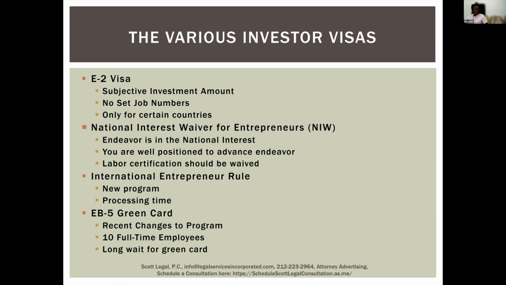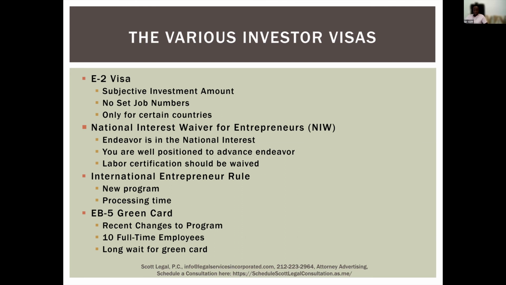So that, in a nutshell, is the various investor visas that exist. And we've summarized them on this slide. We have the E2 visa, which has a subjective investment amount, no set job numbers, and is only for certain countries, key points. For the National Interest Waiver, we have 3 prongs, and always keep in mind as well that you have to meet the threshold issue of advanced degree or equivalent, or exceptional ability.